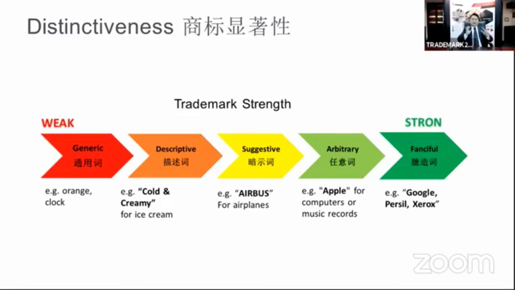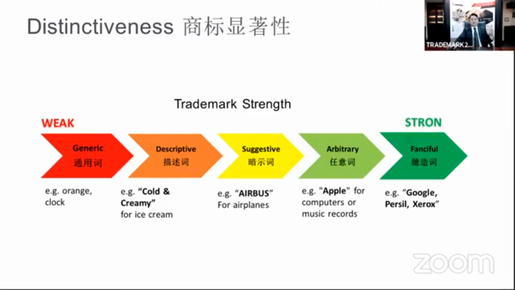Now, you see, on one side is the weakest and on the other side the strongest. Generic words and descriptive words tend to be the weakest trademarks, and they will not be registered at the end of the day. All the descriptive and generic words, please don't use them.